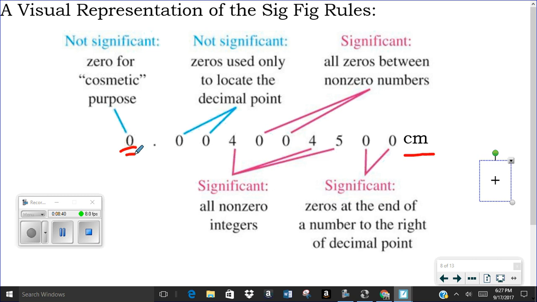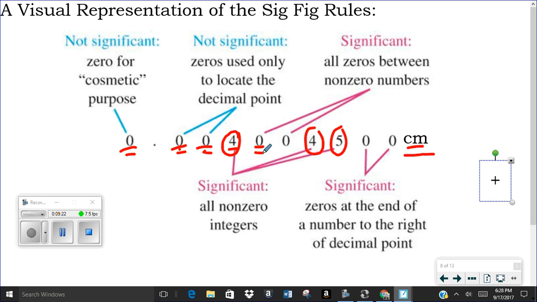The next type of zeros here are placeholder zeros. And all those placeholder zeros do is tell the size or magnitude of the measurement. In this particular case, the measurement goes to the thousandth of a centimeter. So these zeros just show the size of the number. They are not significant. All of these values here, the 4, 4, 5, those are significant because they're not zeros. They're the easiest ones to identify.